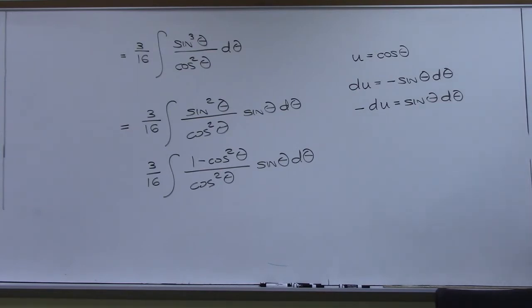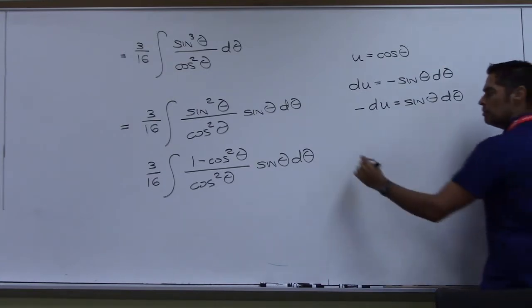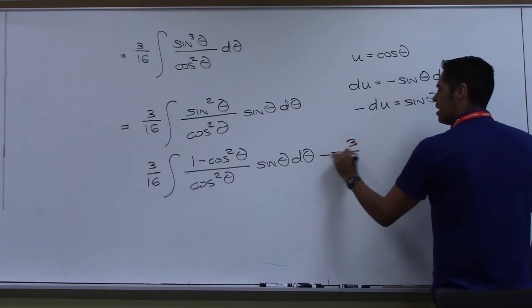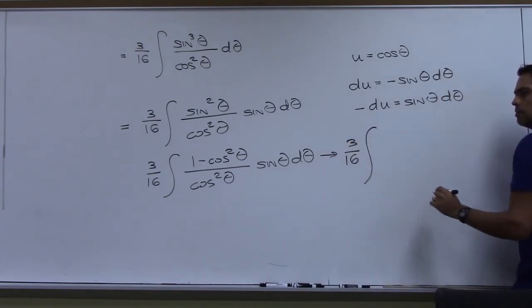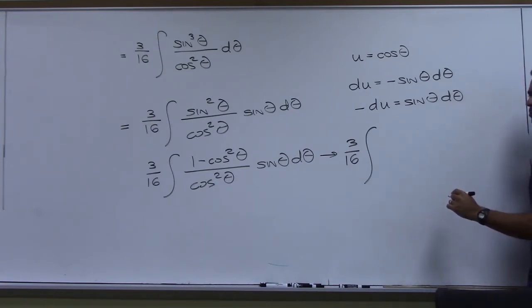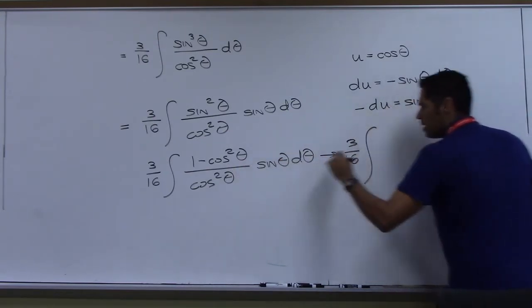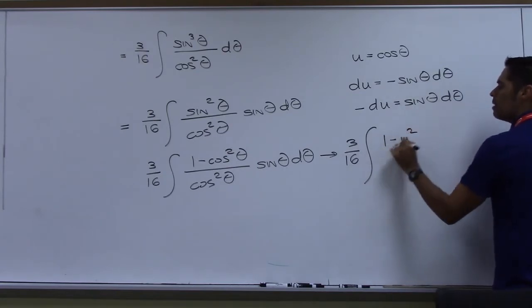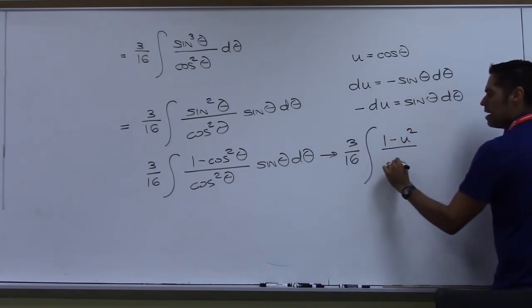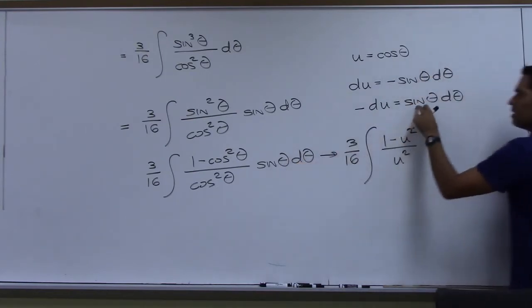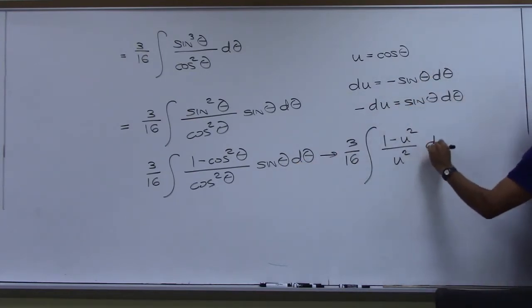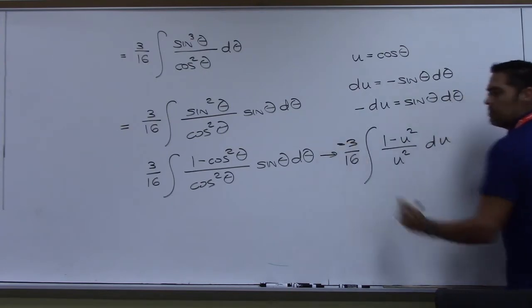All righty. Let's rewrite the integral. 3/16 integral. What do we have up top there? 1 minus U squared. It'll be negative 3/16, over U squared. And then sine theta d theta is negative du. So there's du, and there's your negative that you're talking about.